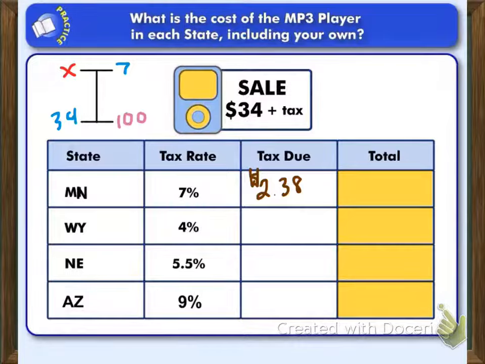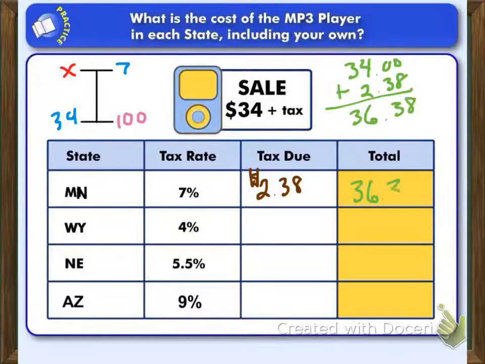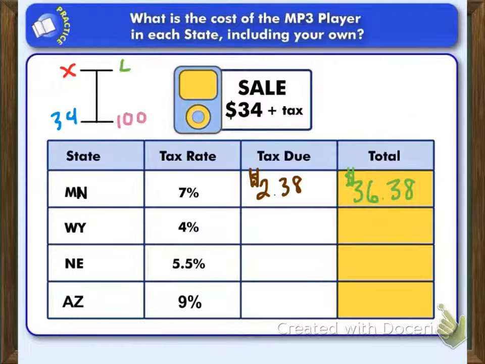Now, we have to figure out, how do I find that total? And again, if you look above, it says the sale price plus tax. Plus tax. Well, what could that mean? That means we're going to add the $2.38 onto the original price, which was $34. So if I add that on, I come up with a total price of $36.38. So in the state of Minnesota, you're going to pay $36.38.